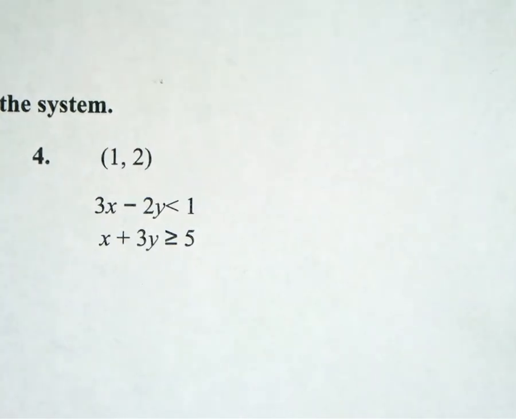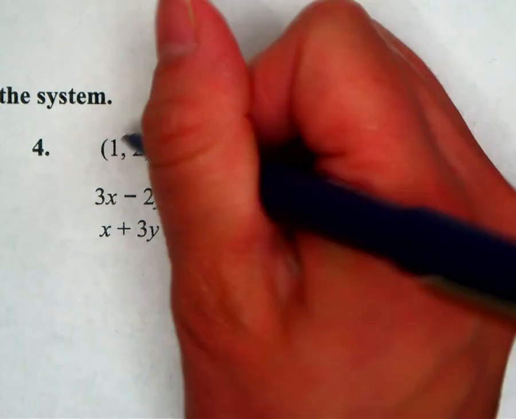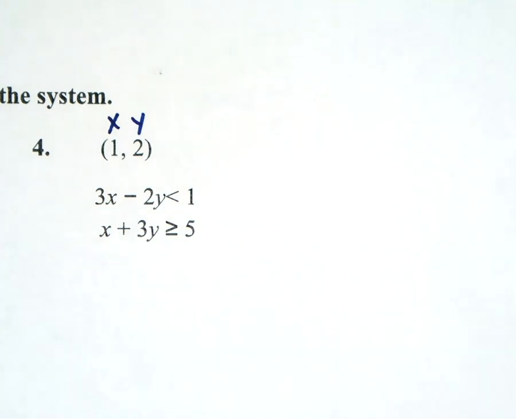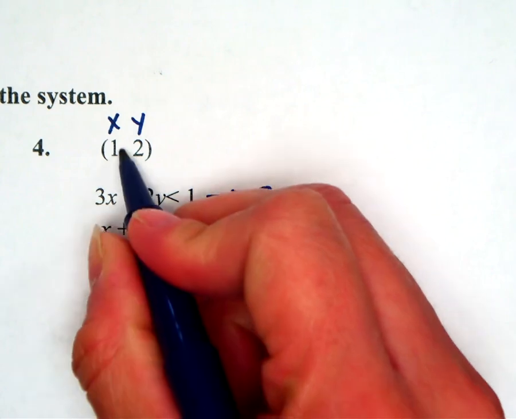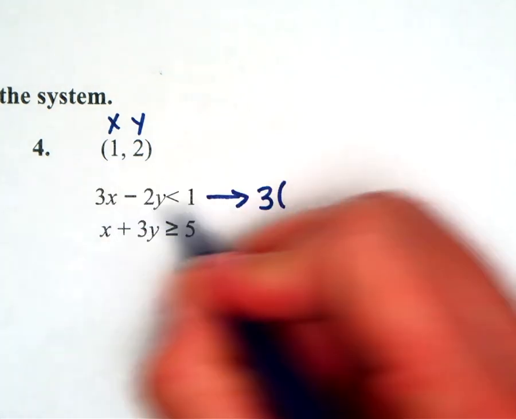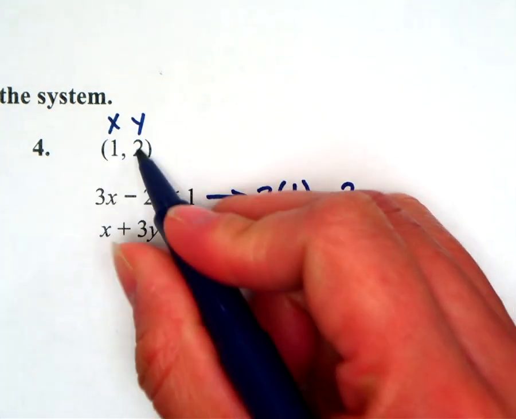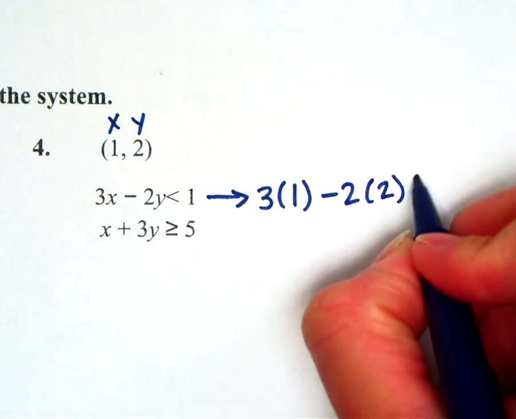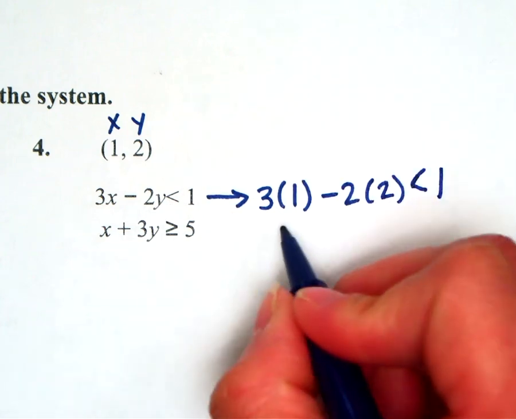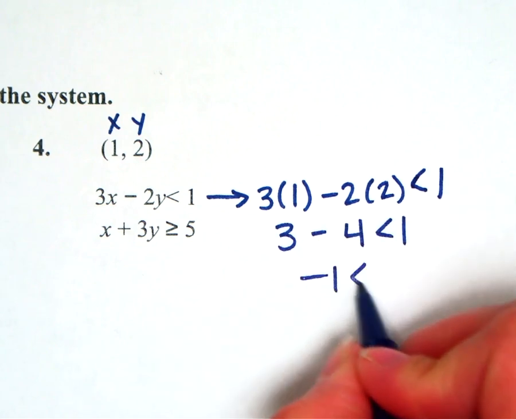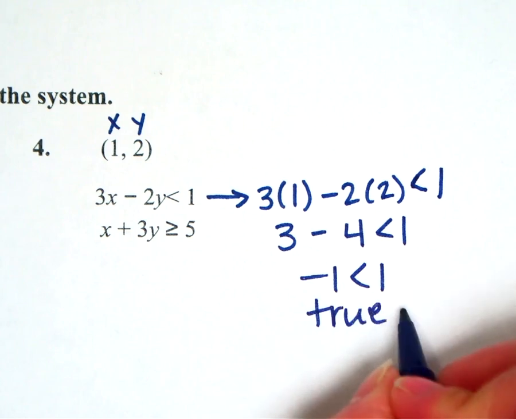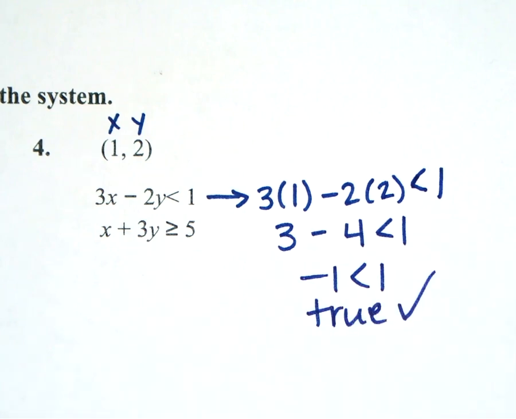Okay? And lastly, I'm going to go through an example where you have a point and you're given 2 inequalities and you need to identify whether the ordered pair is a solution. So you want to go back and recall, just like equations, you're going to substitute in that point. So for this equation, if I substitute in 1 for x, minus 2 times 2 for y is less than 1. So 3 minus 4 is less than 1. 3 minus 4 is negative 1. Negative 1 is less than 1. That's true. We need to make sure it's true for the other inequality.